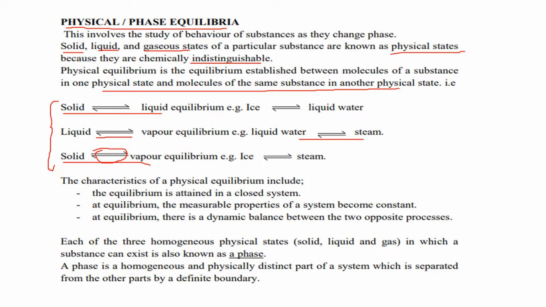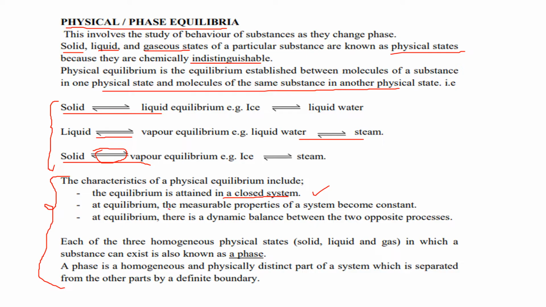Now the most important part where A-level begins from is here. You must be able to know the characteristics of a physical equilibrium. One of them is that equilibrium is attained in a closed system. So you should note this because it's highly required. Equilibrium is attained in a closed system.